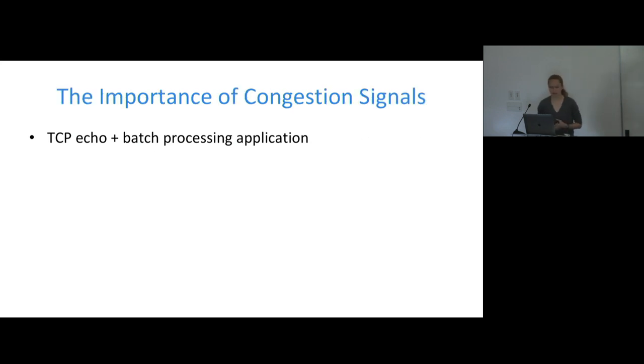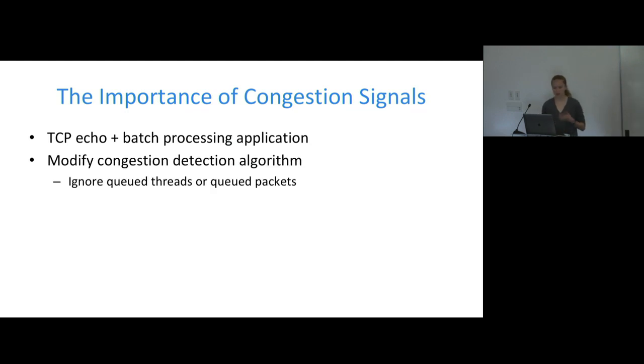So earlier in the talk, I also made this claim that it's very important that we consider these multiple different signals of congestion in our congestion detection algorithm. So here I'm going to evaluate that claim. Again, we're going to run our TCP echo server with a batch processing application. And we're going to try out a couple of different variants of our congestion detection algorithm that omit one of these different congestion signals. So either we'll ignore the queuing of threads or we'll ignore the queuing of packets.